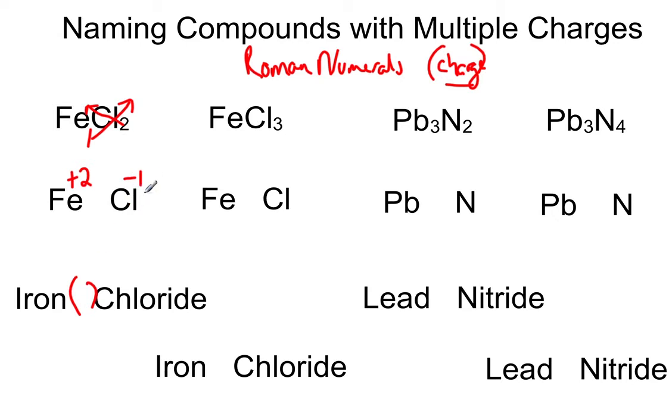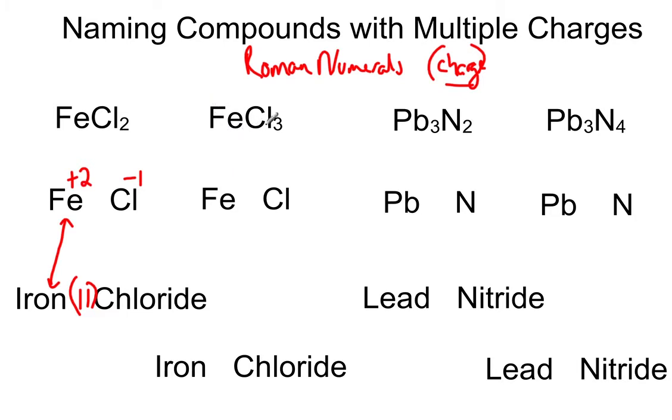I'll show you what happens when this is wrong. But iron's going to be a +2, so I put a Roman numeral 2 in there to indicate that this formula, FeCl2, is called iron with a Roman numeral 2 in parentheses.